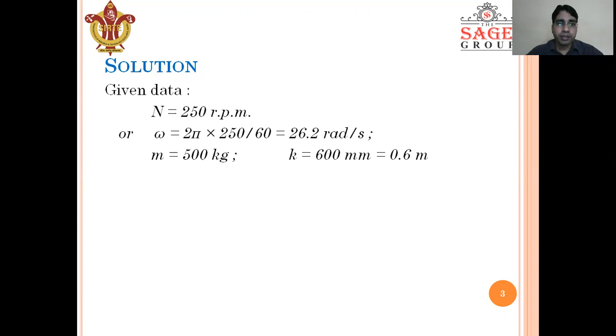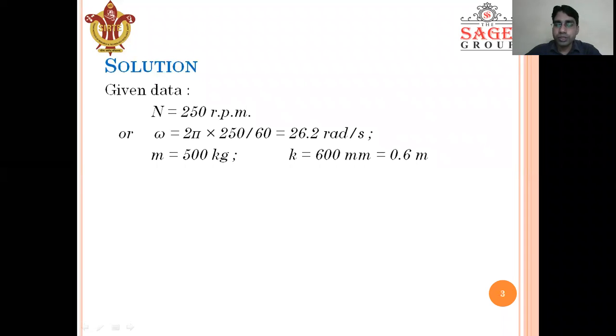Now here the given data: N is equal to 250, as I have already told, and omega is equal to 2 pi N upon 60, that equals 26.2 radian per second. Mass of the flywheel is equal to 500 kg, and radius of gyration is 600 mm, that means 0.6 meter.